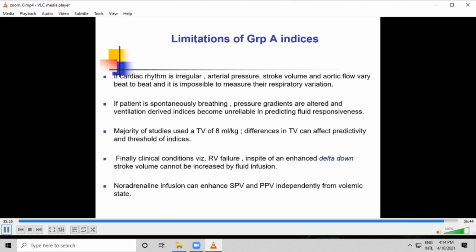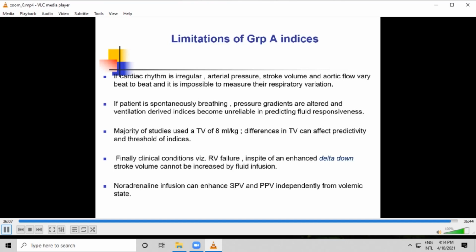What are the limitations? If cardiac rhythm is regular, arterial pressure, stroke volume, and aortic flow vary beat to beat, and it is impossible to measure the respiratory variation if the cardiac rhythm is irregular. So that is a limitation. If the patient is spontaneously breathing, pressure gradients are altered, and ventilation-derived indices become unreliable in predicting fluid responsiveness. Majority of studies use a tidal volume of 8 ml per kg. Differences in tidal volume can affect the predictivity and threshold of the indices.